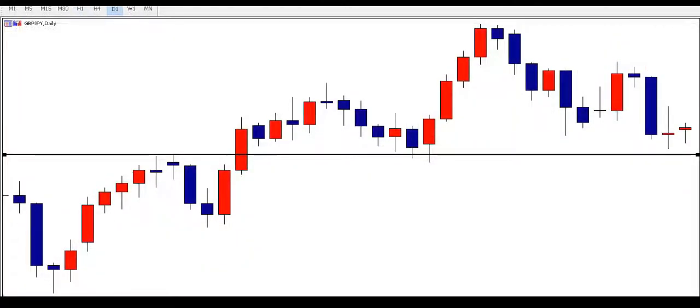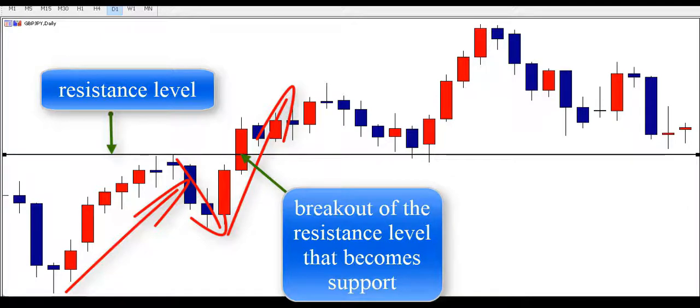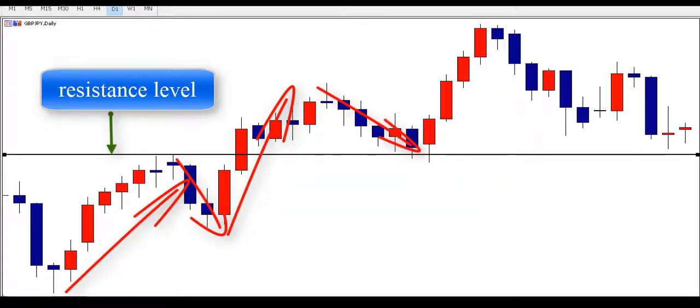Let me give you another example. As you can see here, this is a daily chart. The market is trending up. This is an impulsive move followed by a corrective move. Look left. This is a resistance that will be used as a reference point for buyers to make another impulsive move. This is another impulsive move, the breakout of the resistance level that becomes support, a pullback or a corrective move, and another impulsive move.